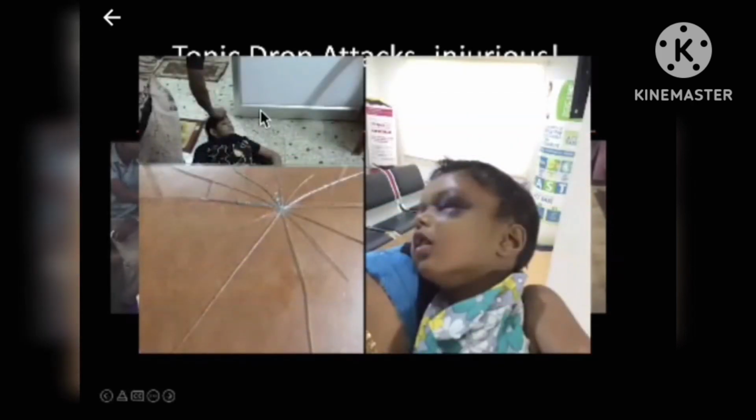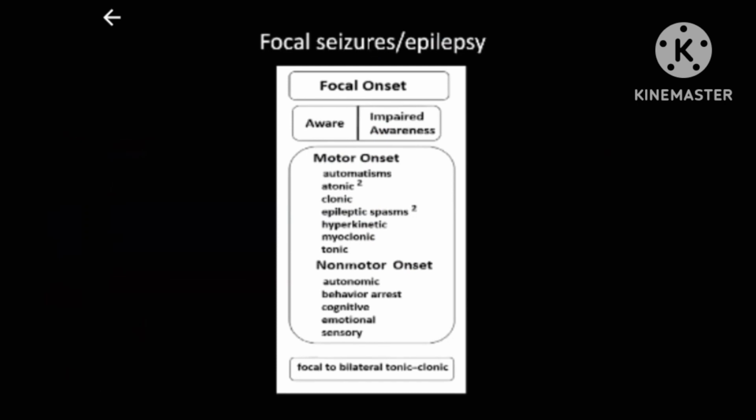Just suddenly, and then they injured the forehead. You can see it's another injury to the forehead. It's very bad. So you can see that they can injure themselves very badly. So these are also types of seizures. They are called drop attacks. Now we'll come to focal onset seizures.